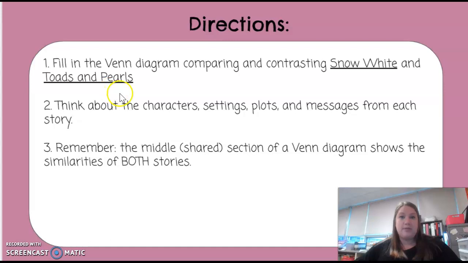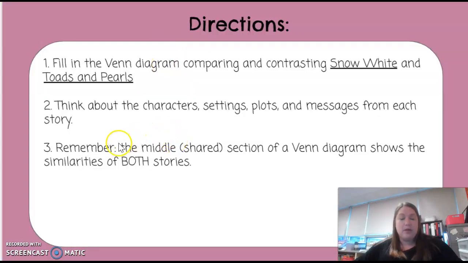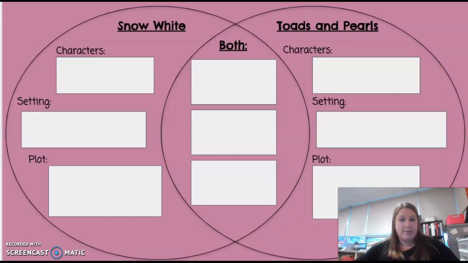Toads and Pearls is from the book that we read earlier, Brave Red Smart Frog: A New Book of Old Tales. So, remember, a Venn diagram has similarities and differences, and for this Venn diagram, you are going to be comparing characters, setting, plots, and messages from each of the stories. This is what it'll look like.